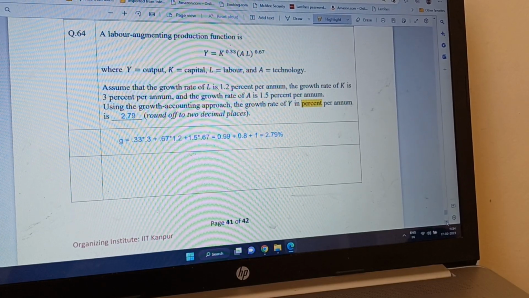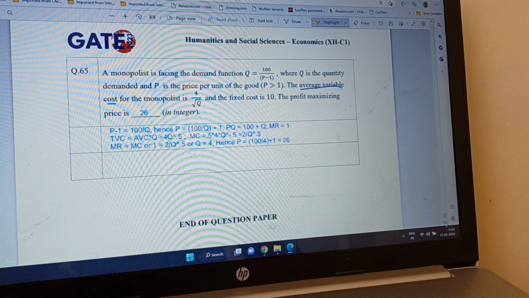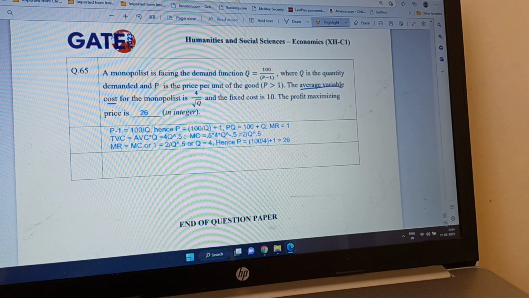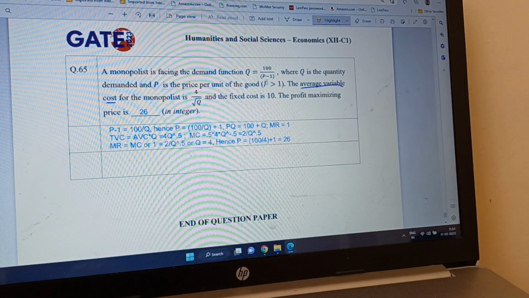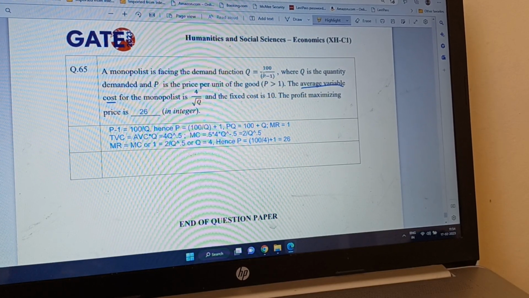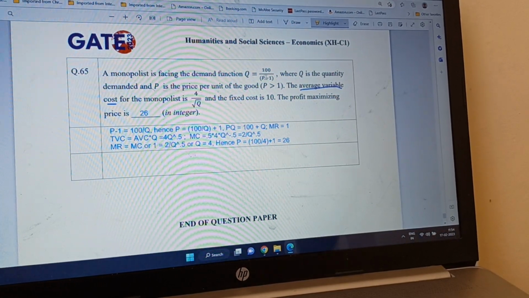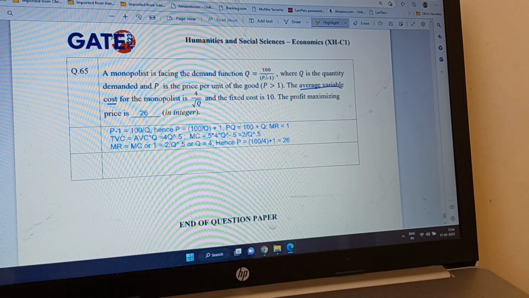Now the last question. The last question is, a monopolist is facing the demand function Q is equal to 100 by P minus 1. Again, this question has been made difficult. There is no point in writing P minus 1. It has been written only to scare you. Otherwise, if they would have written 100 by P, many people would have found it easier. They wouldn't have gotten scared. But GATE wants to scare you if you are not very well prepared.